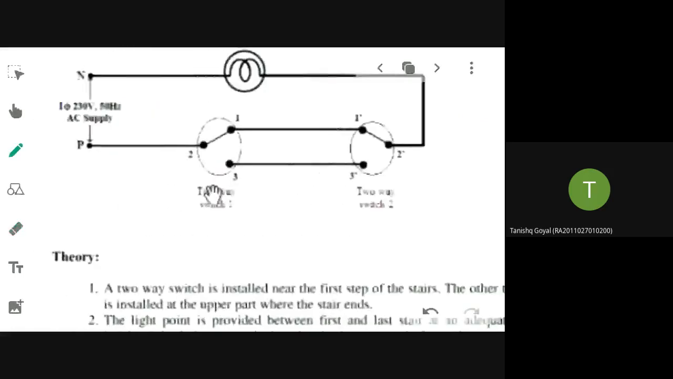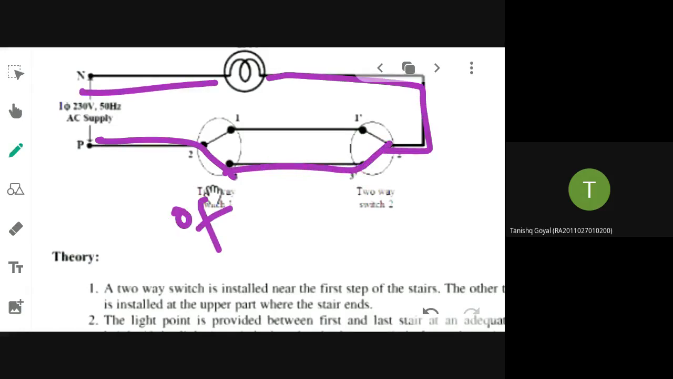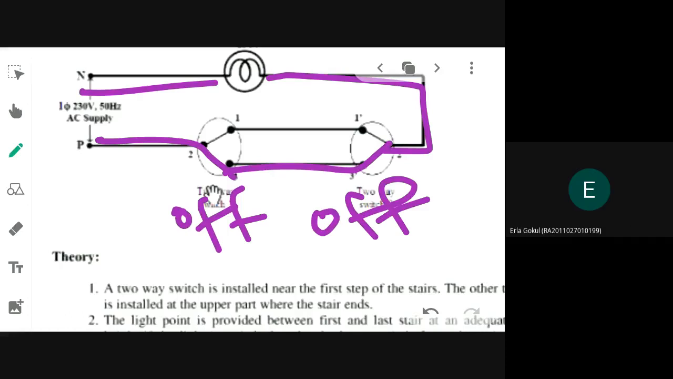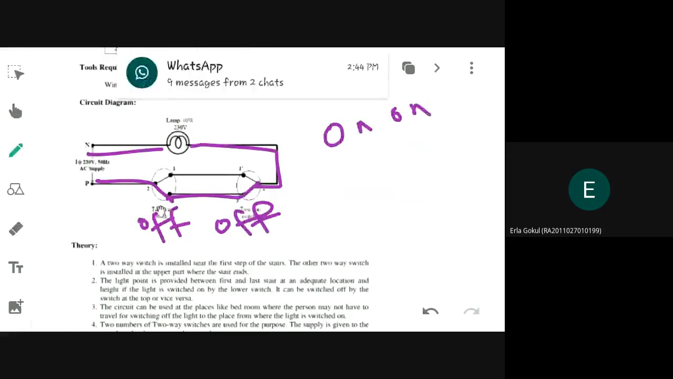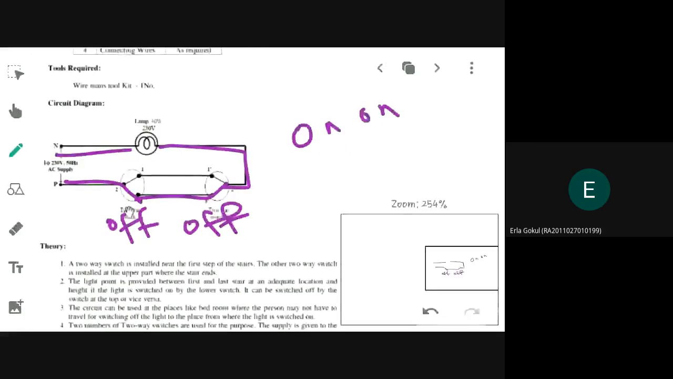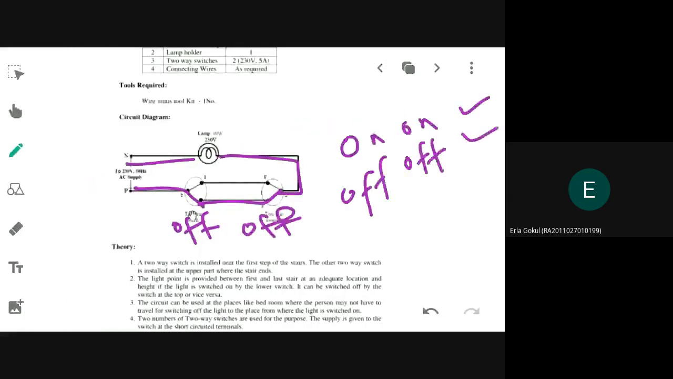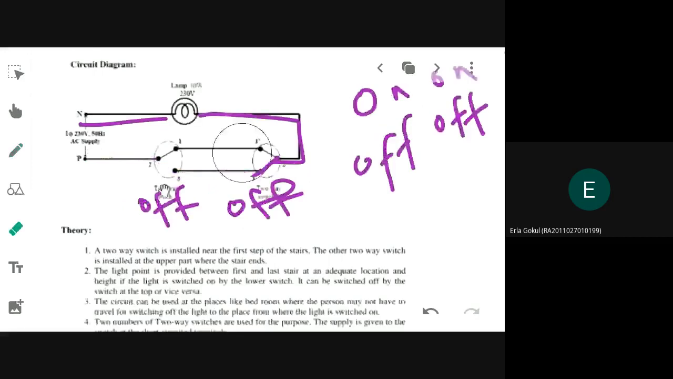Next, you keep the connection like this. Okay, like I am drawing it. This means both the switches are off. So the lamp will glow or not? Yes, it will glow, ma'am. Okay. So on, the lamp glows. Off also glows.